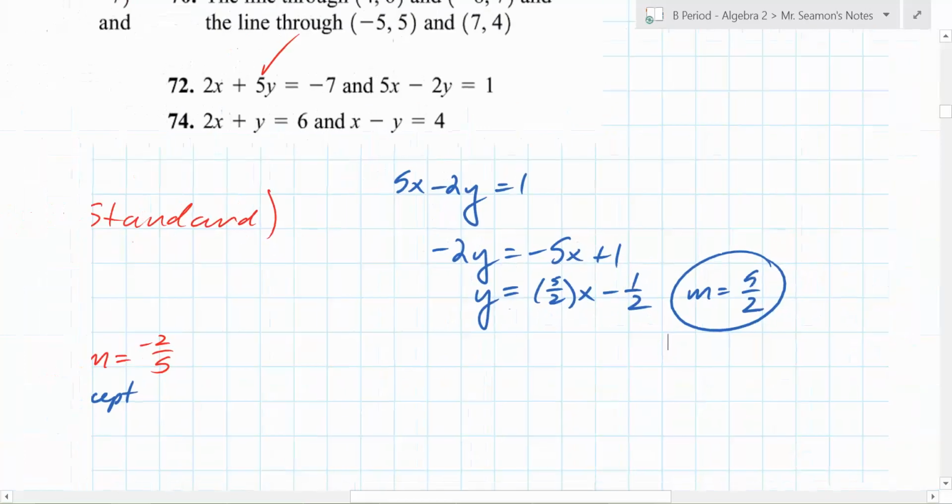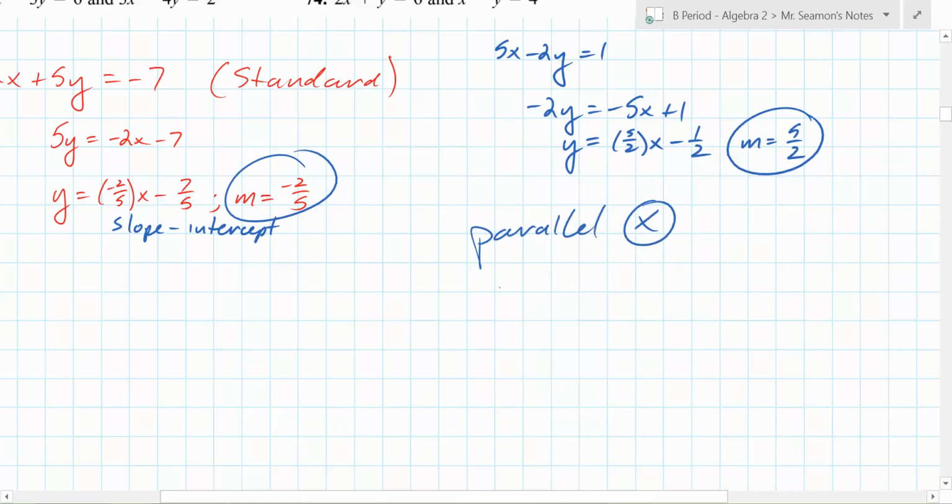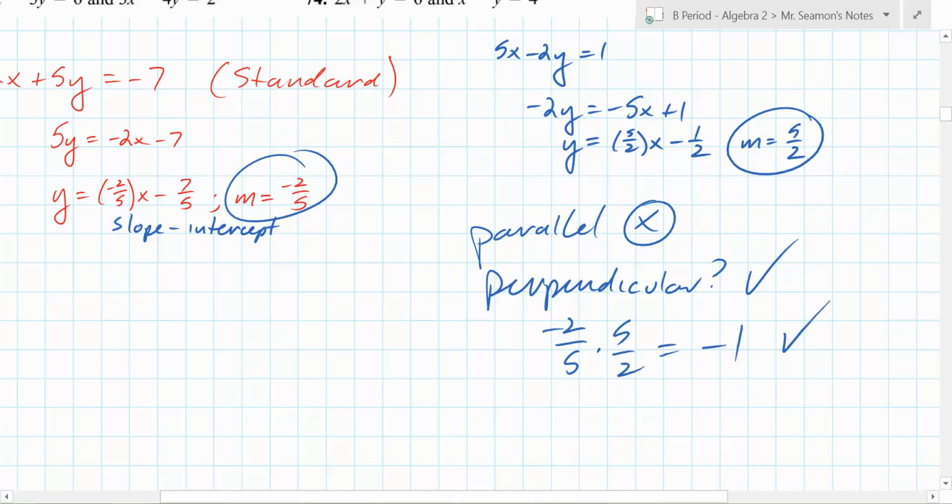So you can answer the question now that you have the slopes. Here are the two slopes, -2/5 and 5 over 2. Are they parallel? They are what? Perpendicular. Are they? Yes, because what's -2/5 times 5/2? -1. They are perpendicular because when you multiply the fractions together, what do you get? -1. That's the same thing as saying opposite reciprocal. It's not the reciprocal, it's not the opposite, it's the opposite reciprocal.